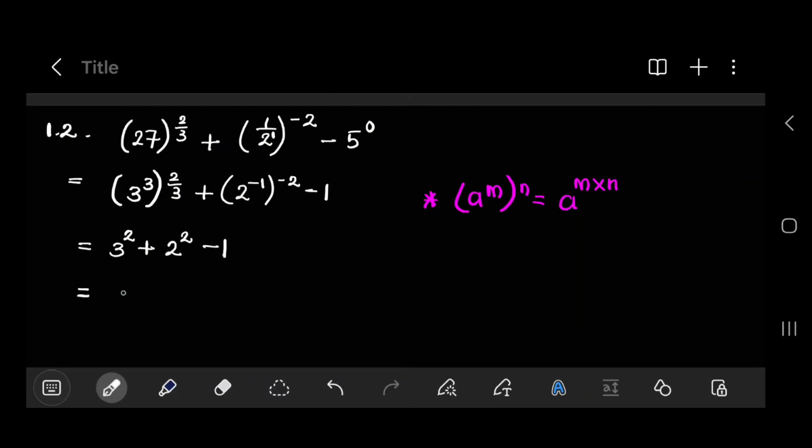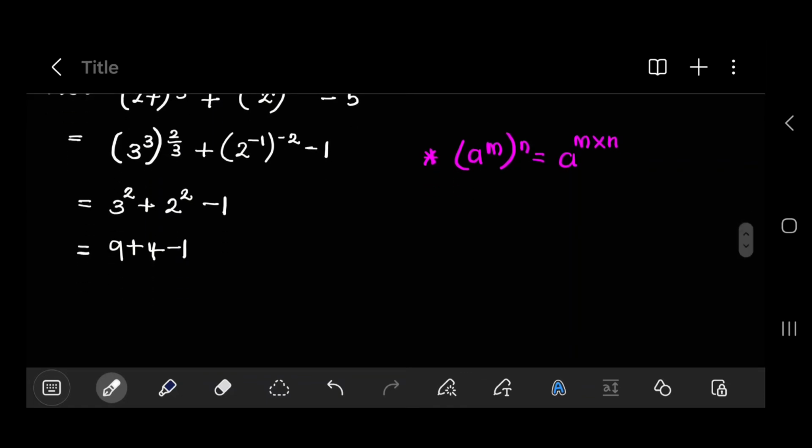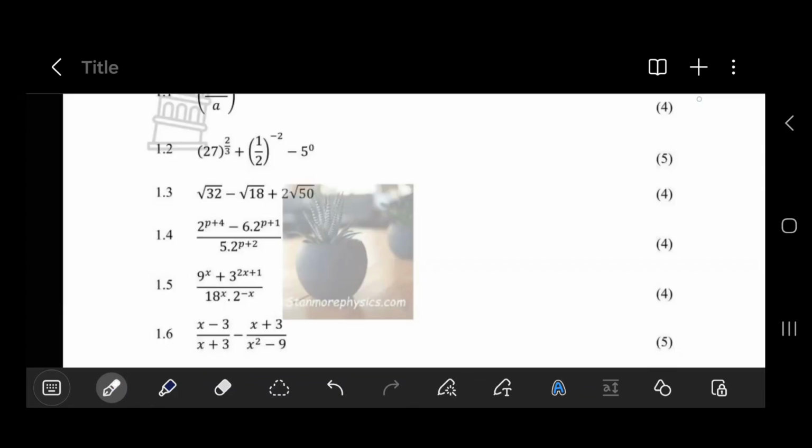Now we can simplify each part. 3 squared is 9. 2 squared is 4. And we have a minus 1. 9 plus 4 is 13. 13 minus 1 is 12. So 12 is our final answer for this question. Now we're on to 1.3, and just by looking at this is testing you on surds.